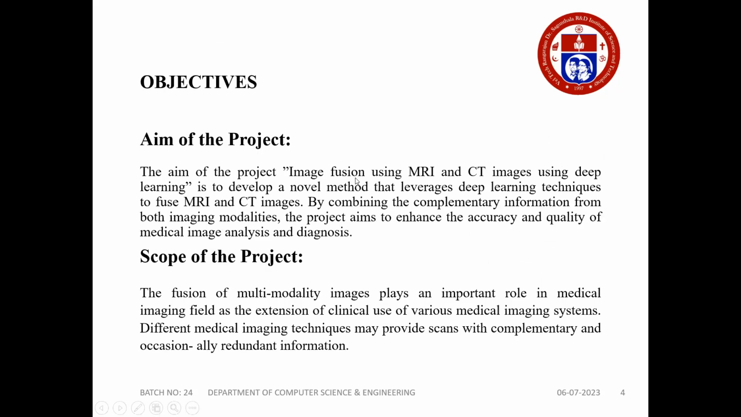These are the aim and scope of our project. The aim of our project, named image fusion using MR and CT images using deep learning, is to develop a novel method that leverages deep learning techniques to fuse MR and CT images by combining the complementary information from both imaging modalities. The project aims to enhance the accuracy and quality of medical image analysis and diagnosis.